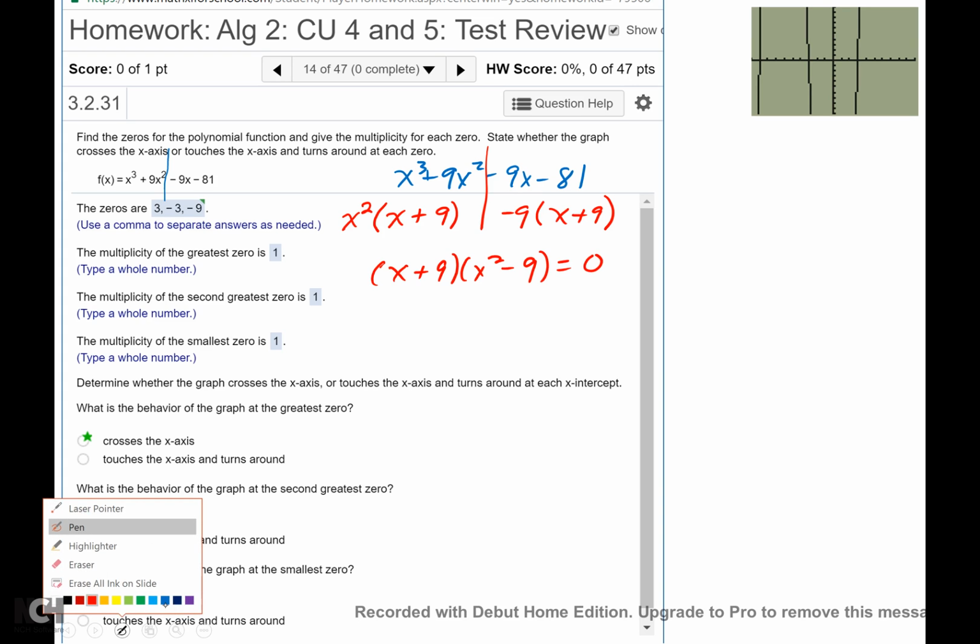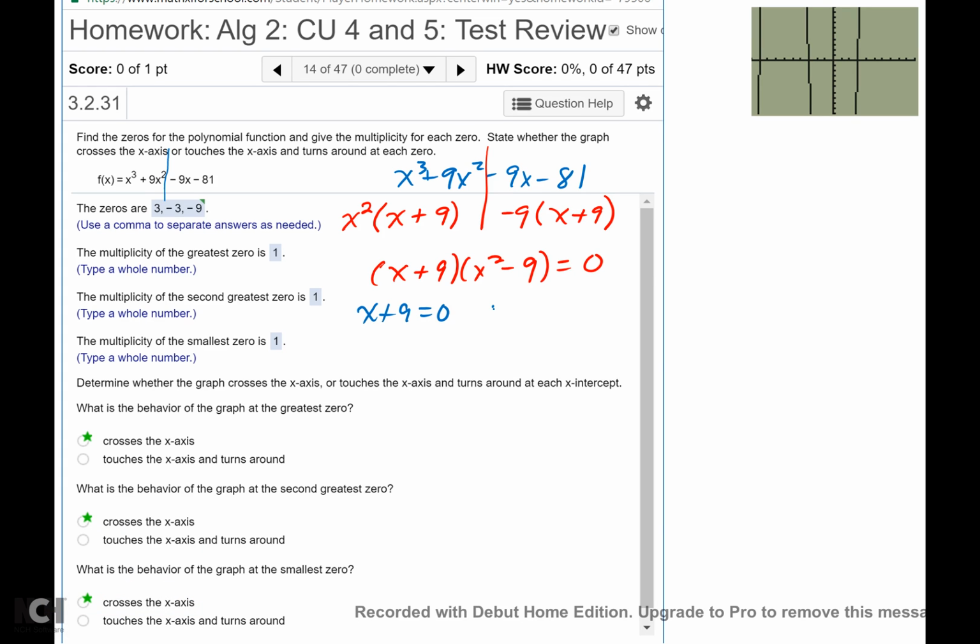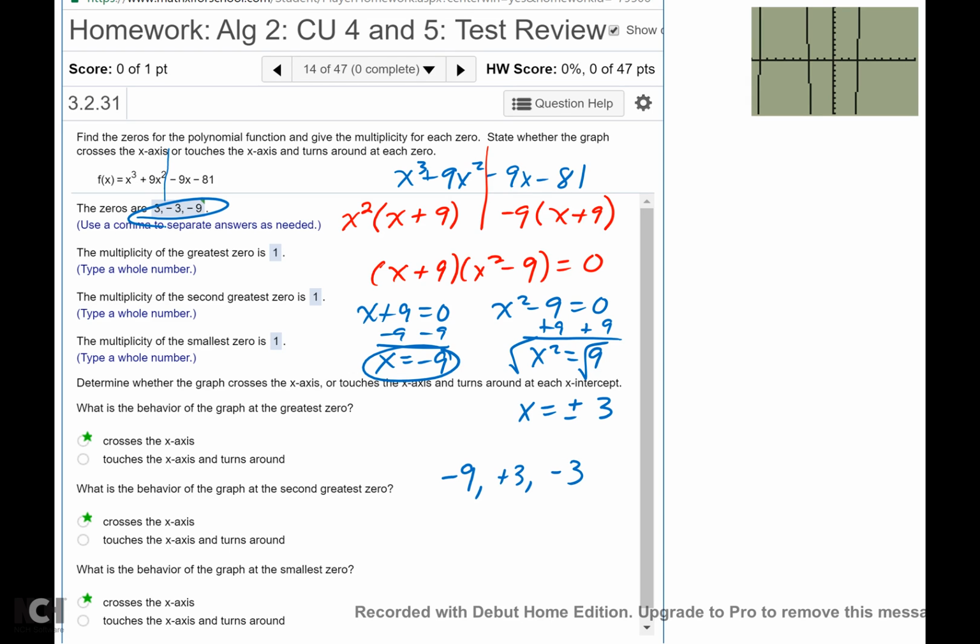So if I set these to 0 and solve, x plus 9 equals 0, x squared minus 9 equals 0. Minus 9, x equals negative 9. Plus 9, x squared equals 9, square root, x equals plus or minus 3. So my zeros are negative 9, positive 3, and negative 3. What order you list them in doesn't matter. The multiplicity of the greatest 0 is 1. That would be the greatest 0, and there's only one of them. The multiplicity of the second greatest, which would be negative 3, is 1, and the multiplicity of the smallest, negative 9, is 1. Since they all have multiplicity 1, which is odd, that means that at each one it will cross. And if you look, there's my negative 9, there's my negative 3, and there's my positive 3. Okay?